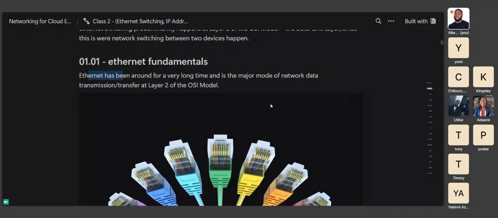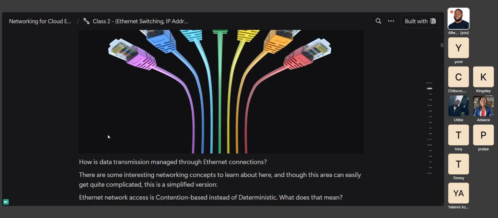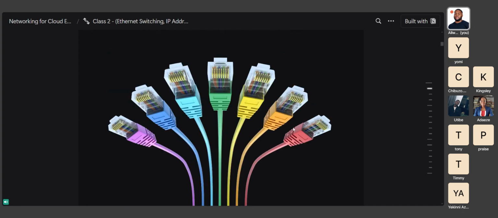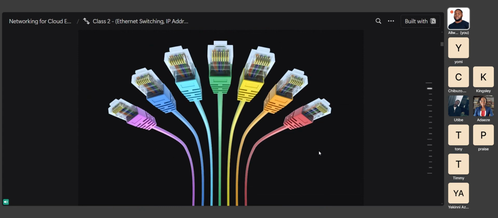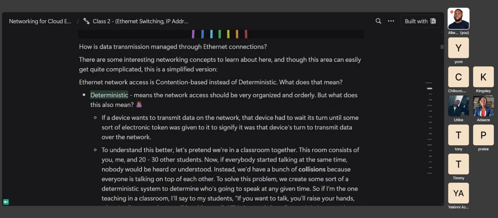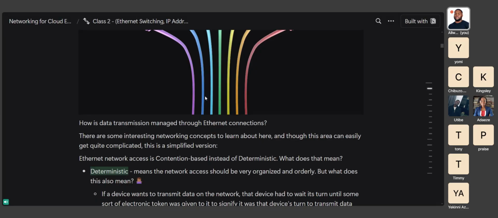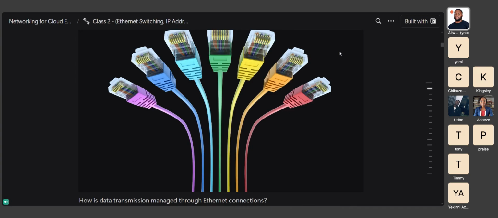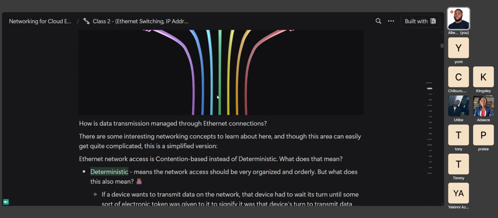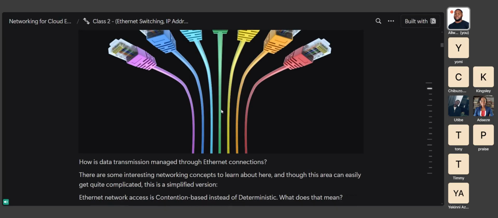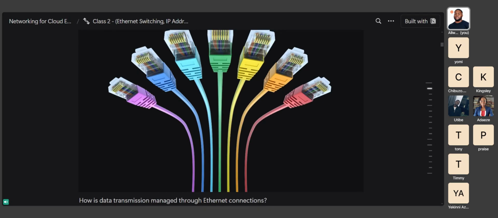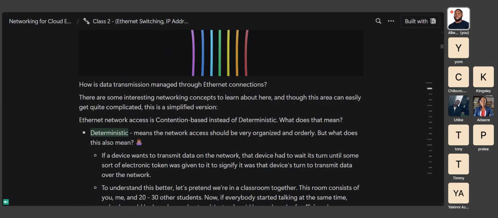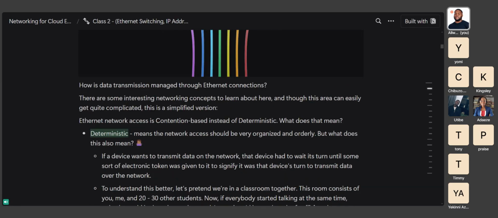All right. Okay, so Ethernet has been around for a very long time, and it's the major mode of network data transmission and transfer at layer 2 of the OSI model. And like I was saying, you must have seen these cables before. These are Ethernet cables, although these days what a lot of people use, except if you're working at certain corporations, is Wi-Fi. So you may not necessarily see these cables, but these cables are still predominantly used in server houses. For instance, in the AWS server houses, these are the cables that they use to connect one server to the other, and so on and so forth. So it's important to know about them and how they work.